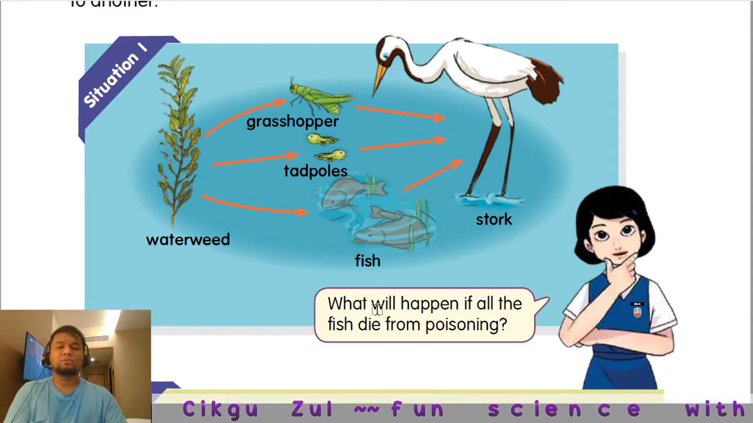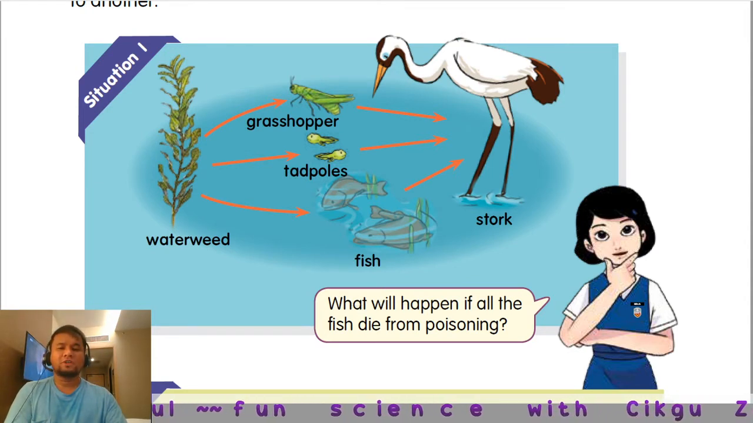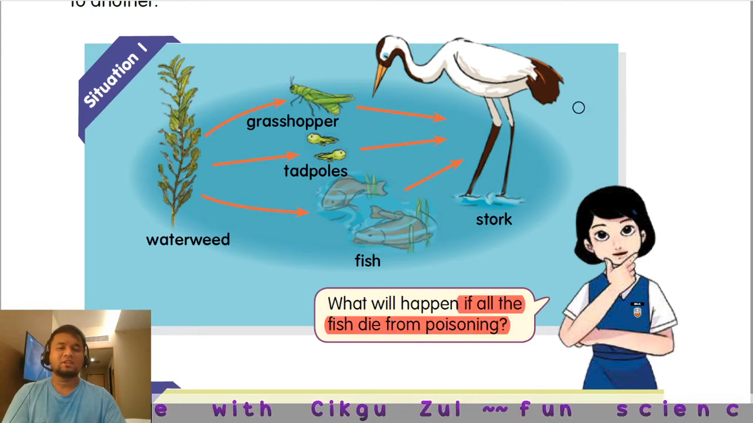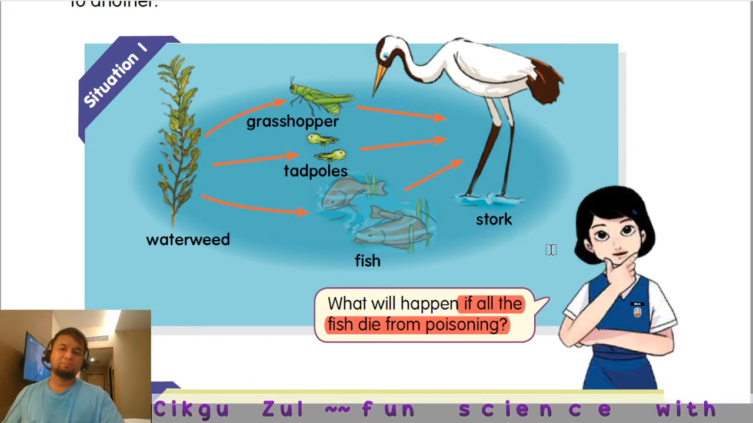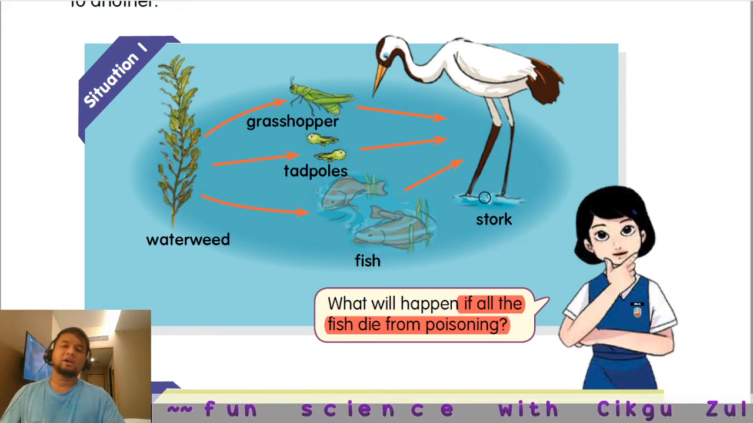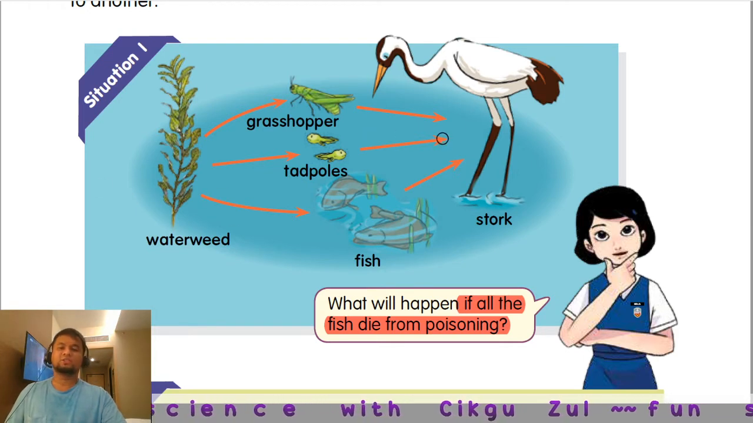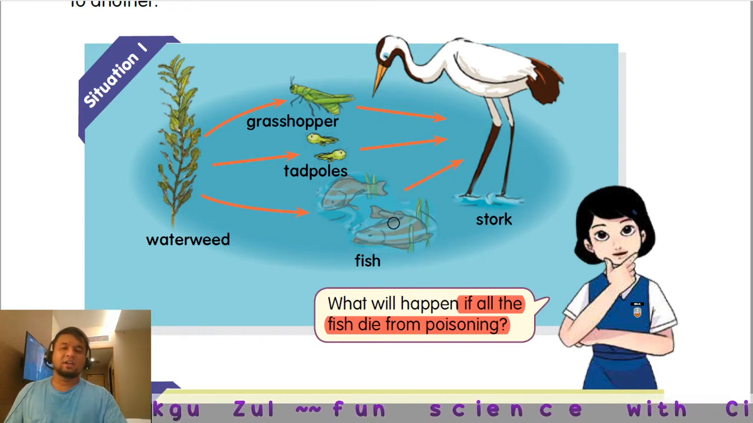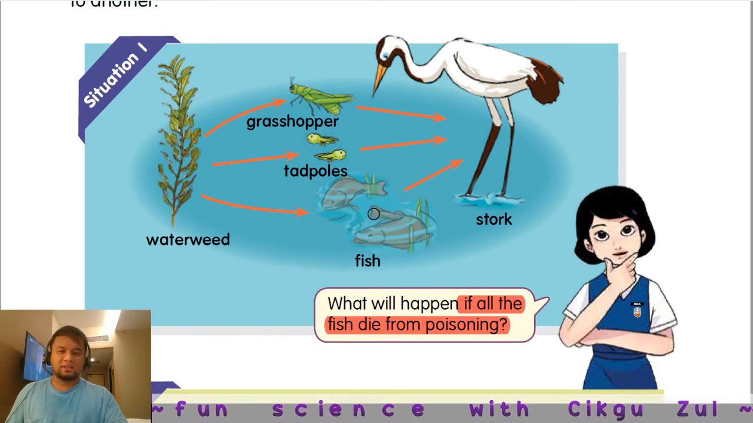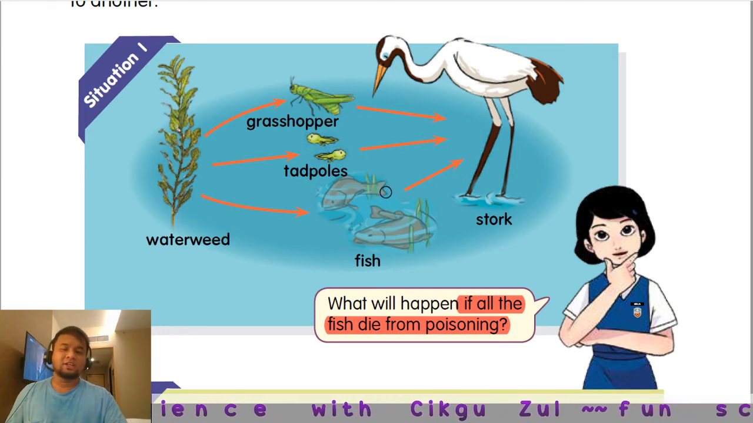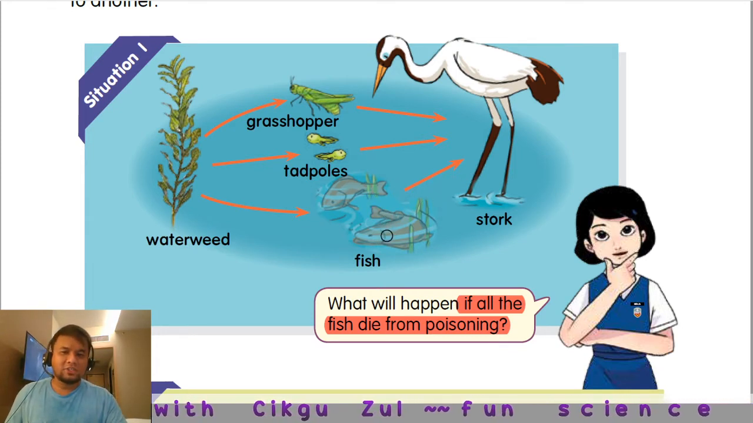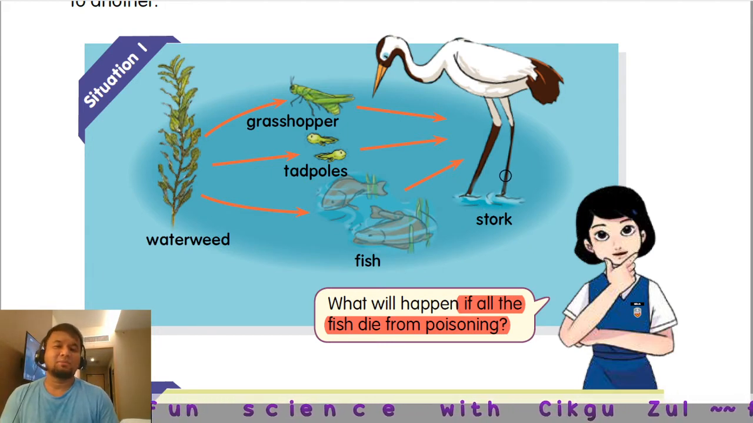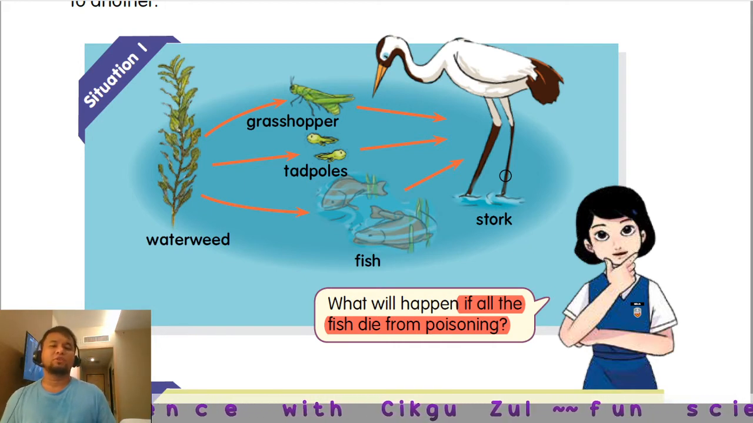This girl asks you, what will happen if all the fish die from poisoning? Semua ikan mati kena racun. What will happen to other living things in this situation? What happened to the stork? The stork, dia makan tak fish? The fish eaten by the stork, isn't it? You can see here in the arrow. So, if the fish die, the stork also dies. Inilah satu perkara yang saya nak bagi tips dengan kamu ni. Simple tips for you.